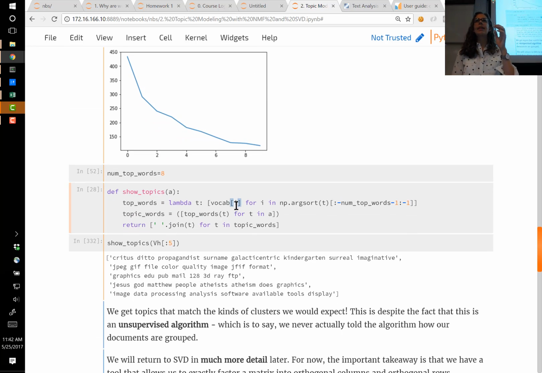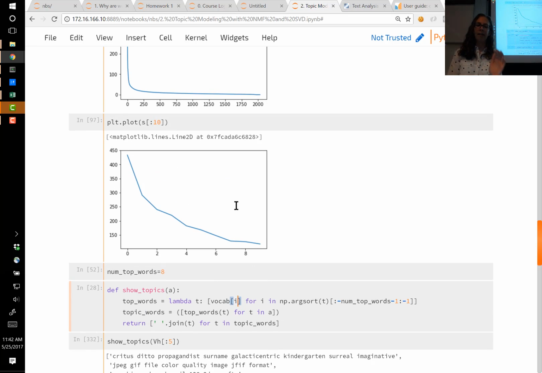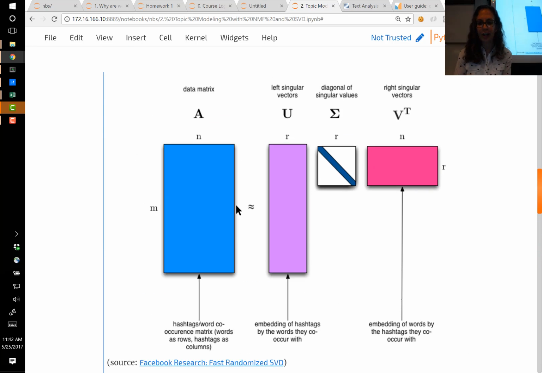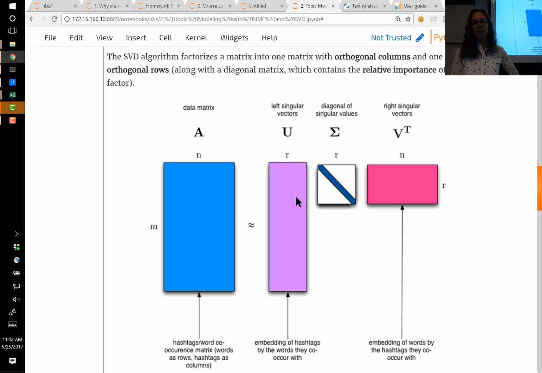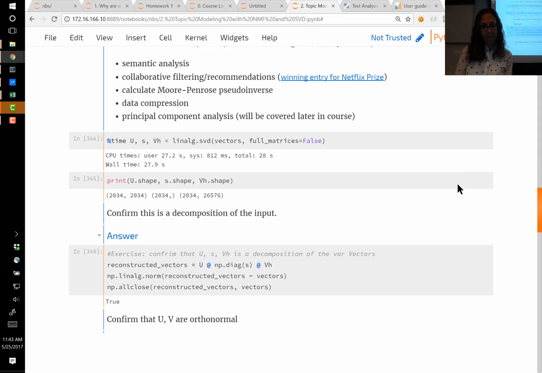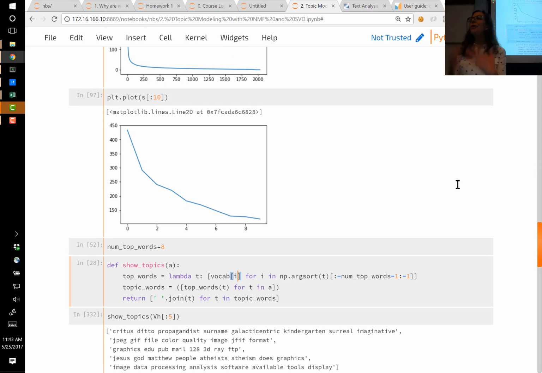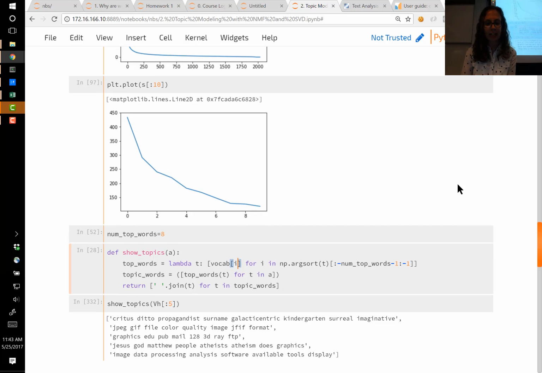But we can pass in, and so remember we're going back to the picture, U times S times V. The larger ones are saying that these columns of U and these rows of V are more important or make up a bigger component of our original matrix. They contribute more to the original matrix.